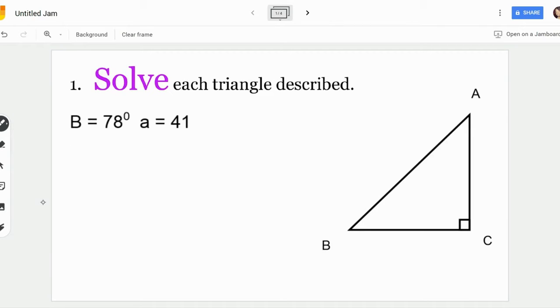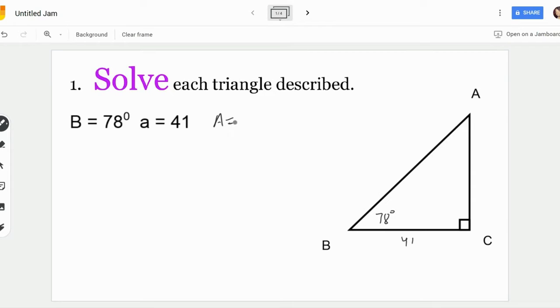So here's the system, and this is the same as what we've done before. We know in this case we're given some information. We know that B is 78 degrees. And we know that A, that's little a, that's side A, which is opposite angle A, is 41 units. So there's a couple things we can do right away. We could figure out angle A.